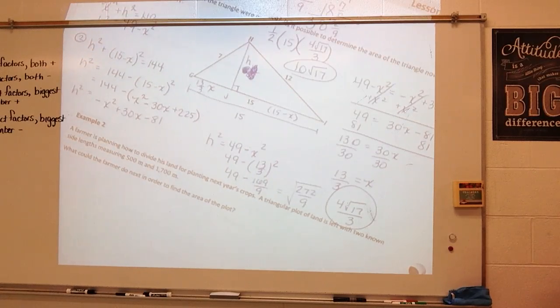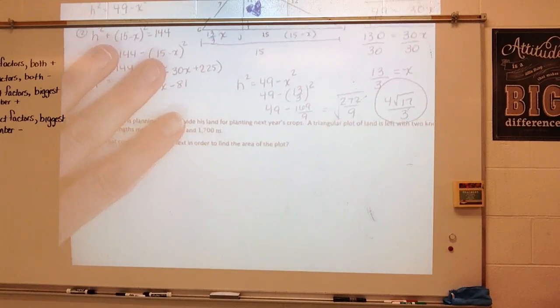A farmer is planning how to divide his land for planting next year's crops. A triangular plot of land is left with 2 known side lengths measuring 500 meters and 1,700 meters. What could the farmer do next in order to find the area of the plot?